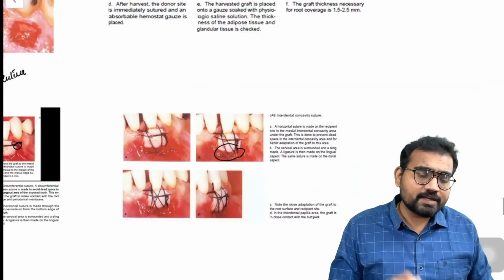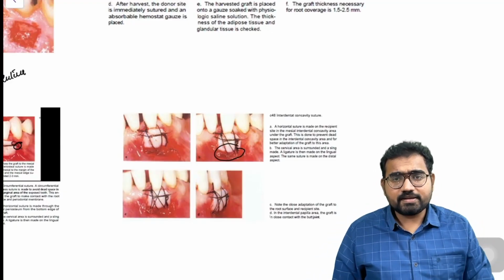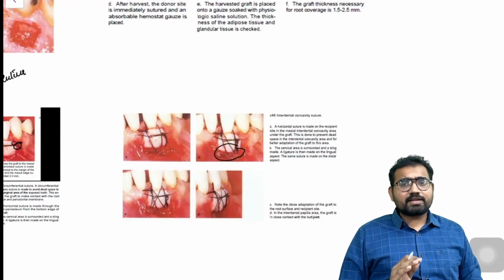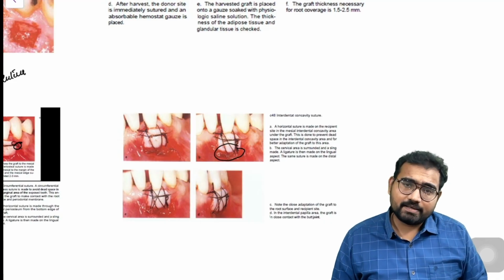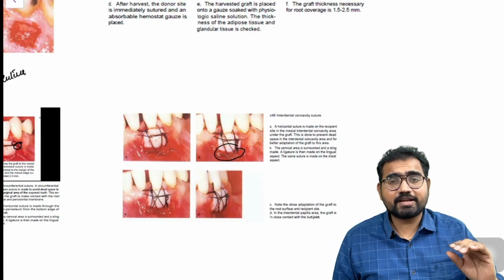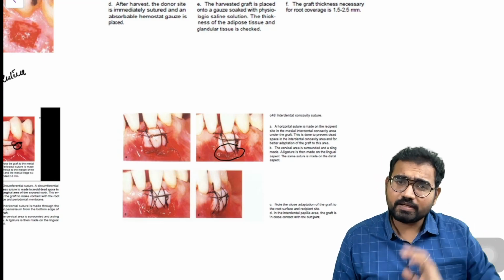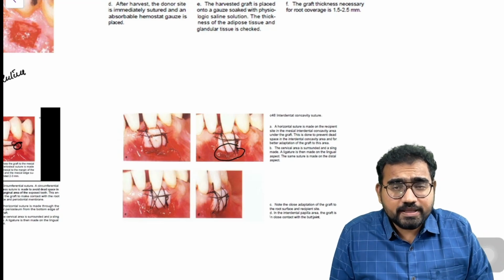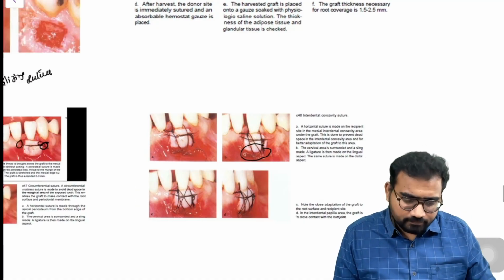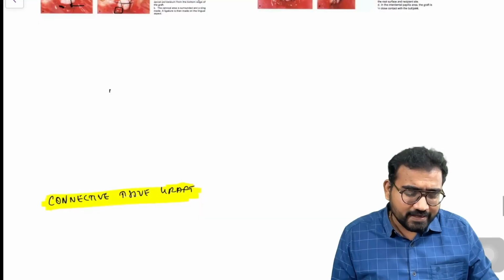So this completes the free gingival graft, right? It's very simple, right? The free gingival graft is usually harvested from the palate. At the secondary surgical site, you can keep a gel sponge, or you can try to suture the area to avoid bleeding. Fine. Now moving to the connective tissue graft.